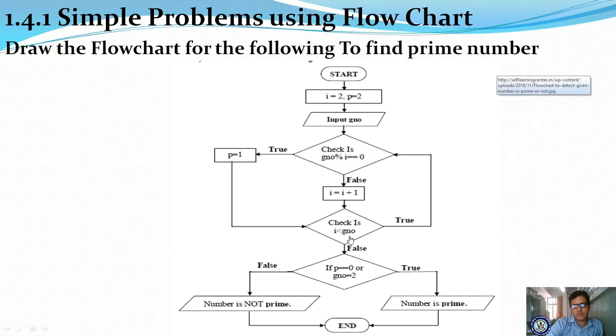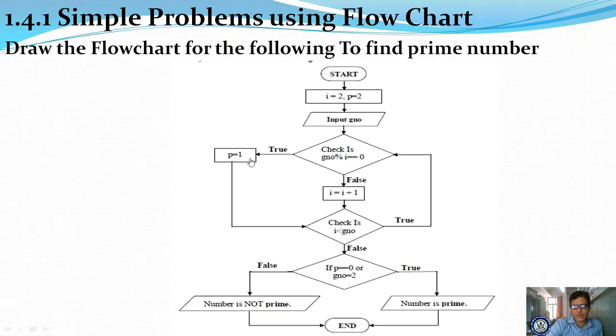5 less than 5. False, it will go here, and p is equal to 0 or G number is equal to 2. False, so it will come here. Now p equal to, actually here it is not 1, it is to be 0, I think so. P equal to 0 or G number equal to 2. The G number never becomes 2. Okay, here the condition is wrong. Hence 5 is a prime number.